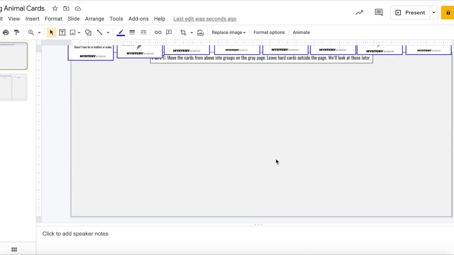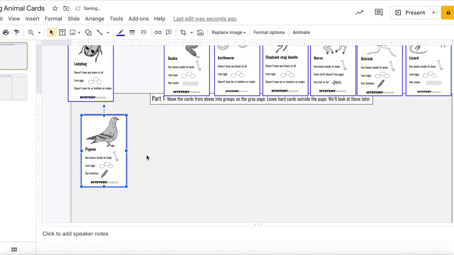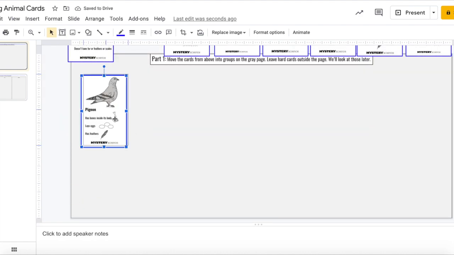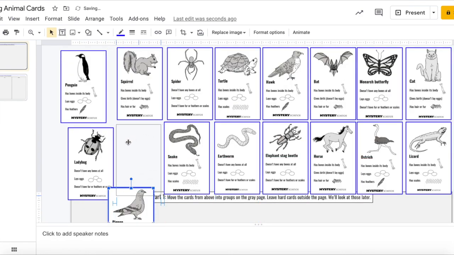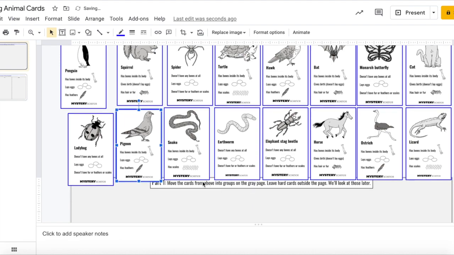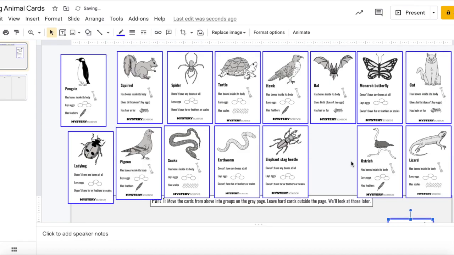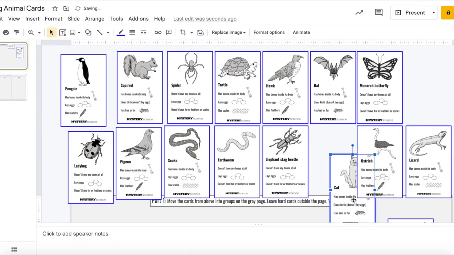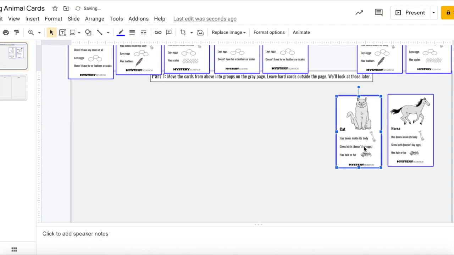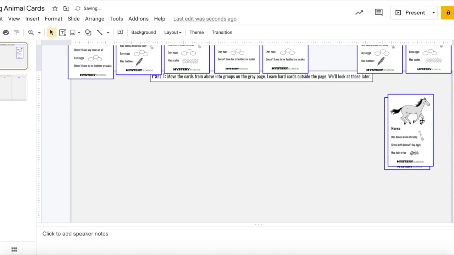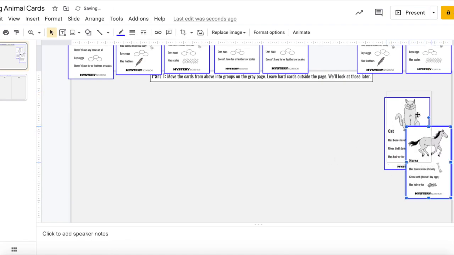Down here in the gray space, you're going to drag and put things in groups that you think they belong in. So let's say maybe you think the horse and the cat belong together. Both of these animals have bones inside their body. They give birth, they don't lay eggs, and they have fur. So you can stack those together. Even though one's underneath the other, they are both in the same pile.